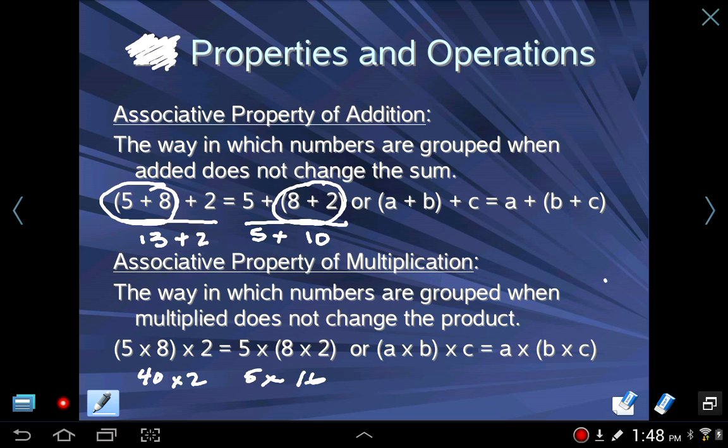So the associative property and commutative property are used a lot together. They are different though, and you need to know which one is which. The commutative is where you rearrange the numbers. The associative property is where you rearrange the grouping symbols. That's the difference between them.